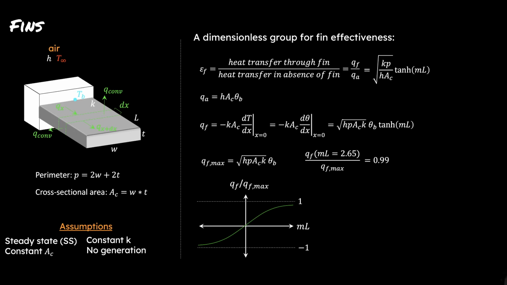Q sub f divided by Q sub f max reaches a value of 99% when m times L equals 2.65. So for fins which have a dimensionless length, given by m times L, of 2.65, lengths beyond this don't really offer very much. We're going to go from 99% of the maximum heat transfer to a value that goes just beyond this. So this is a good rule of thumb to remember when it comes to sizing a fin. Of course, one could have a different constraint depending on the specific situation.